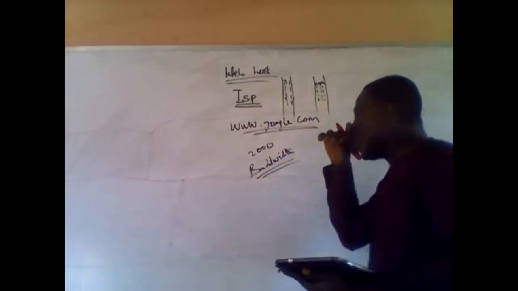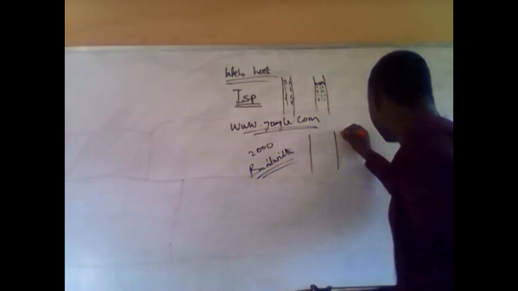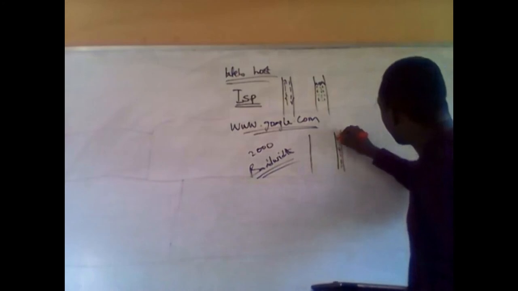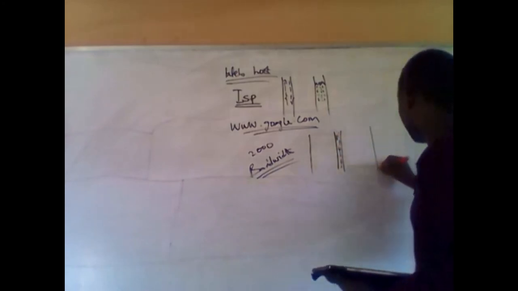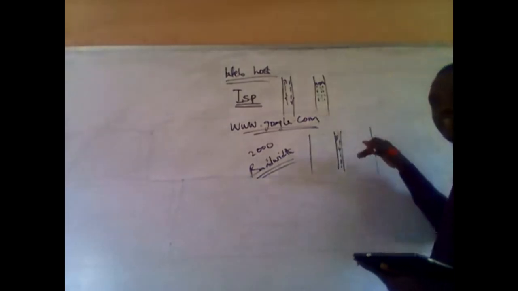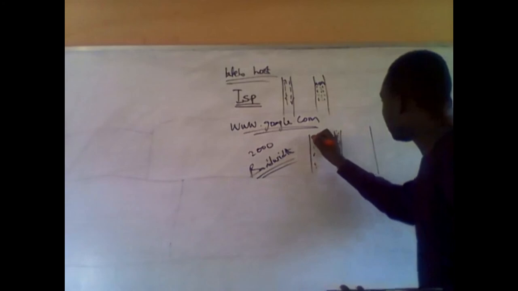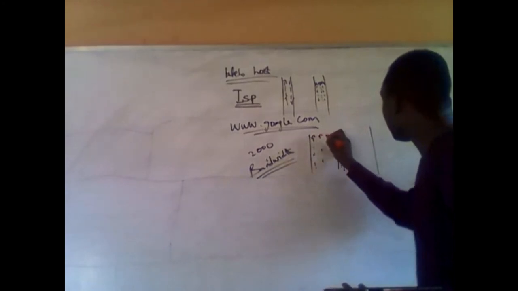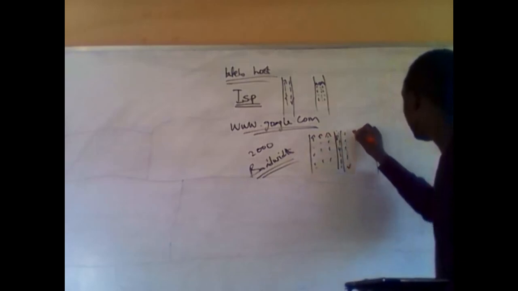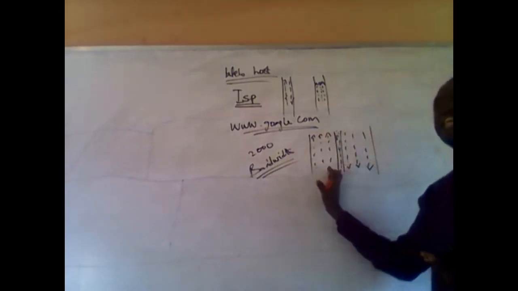Am I making sense? Now look at a road that is this wide and has what is called a culvert. Now they say this one is for those that are going, and this one for those that are coming. So this one has something like this. Now let's look at this. This is a three-lane road.